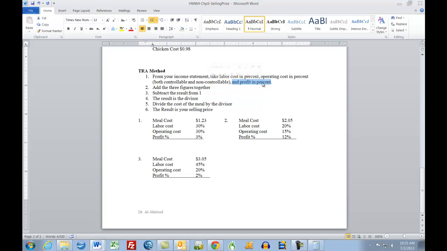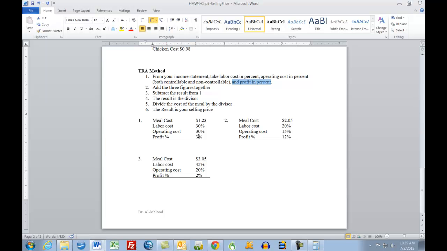The great thing about using the TRA method is that it's going to allow you to come up with selling prices for each of your menu items, and you're going to be very certain that the price is going to be sufficient to cover your meal cost, your labor cost, your operating cost, all of your expenses, and generate the type of profit that you are looking for or that you are targeting in your restaurant.